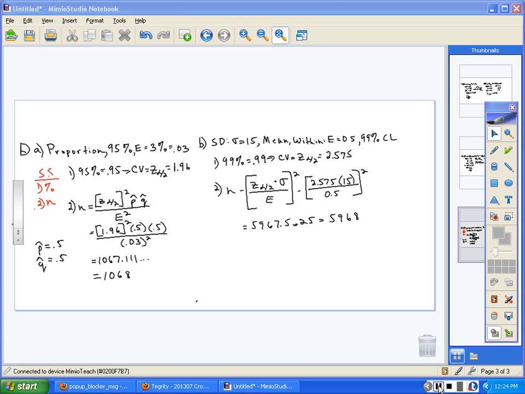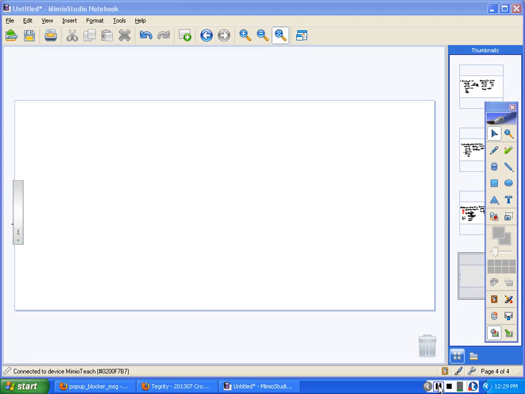Let's go on to number 3, and number 3 is confidence intervals. So let's write that down. Number 3, part A. A survey of 1,000 voters in one state reveals that 408 favor approval of an issue before the legislature. Construct the 95% confidence interval for the true proportion of all voters in the state who favor approval.